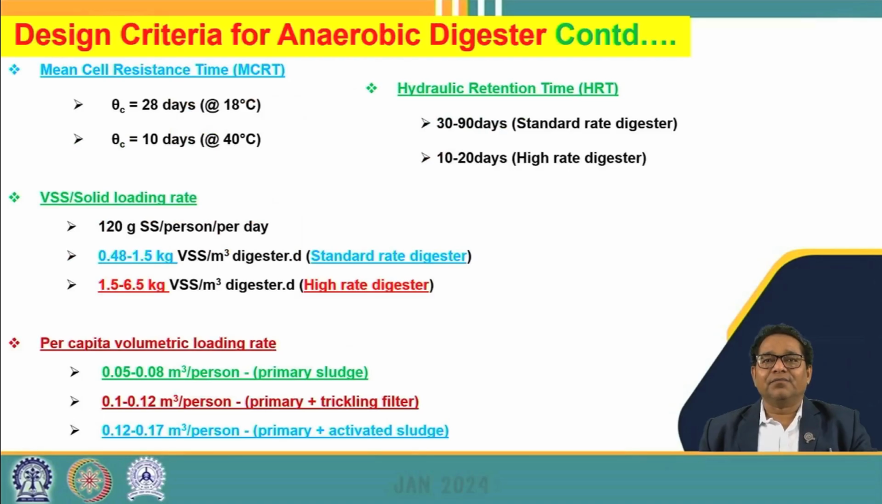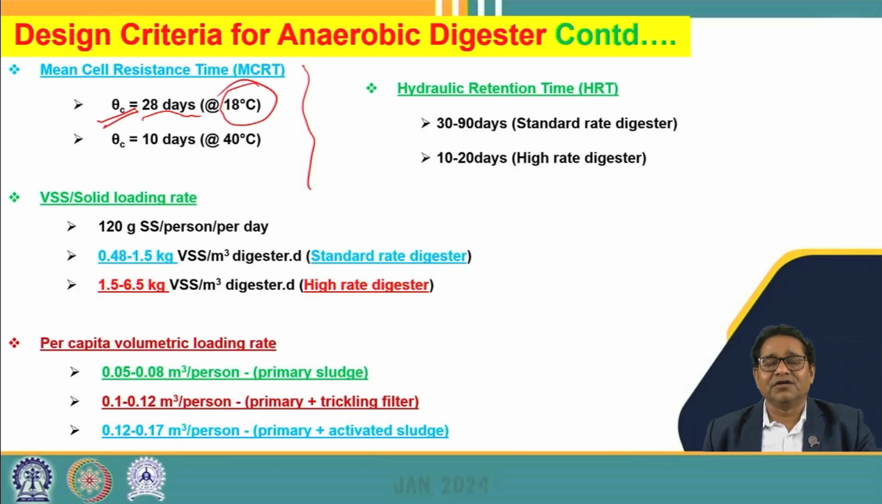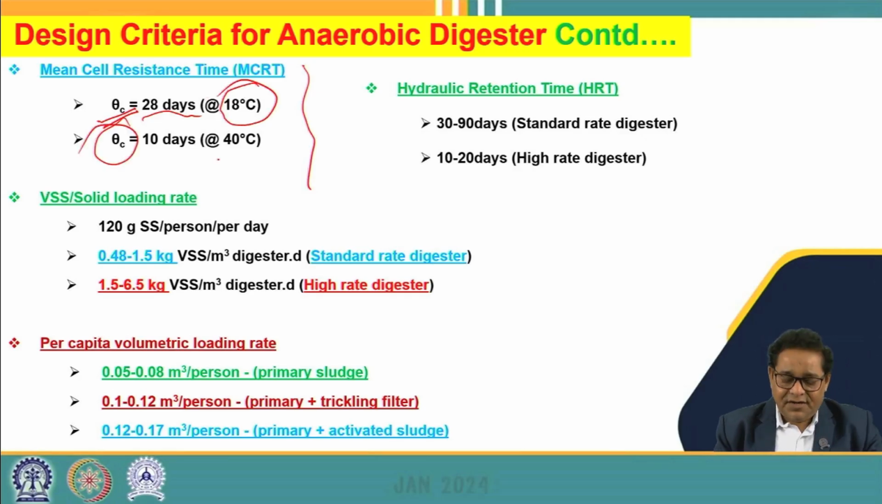Then there are various process criteria, like mean cell residence time. The mean cell residence time is the total amount of time for which the sludge remains in the digester. This is basically temperature dependent. The value of theta c is about 28 days for a normal temperature, up to 18 to 20 degree centigrade. Whereas if the temperature is increased to more than 30 to 40 degree centigrade, then the solid retention time accordingly gets reduced, to around 10 days.